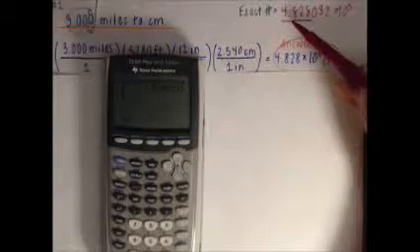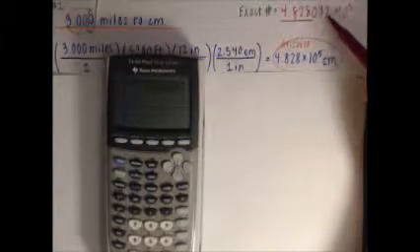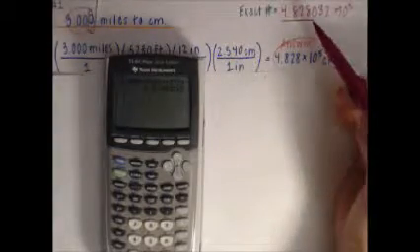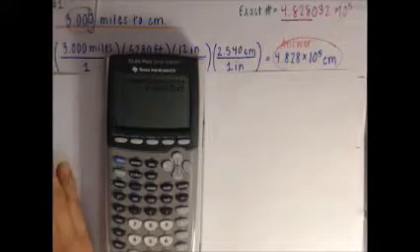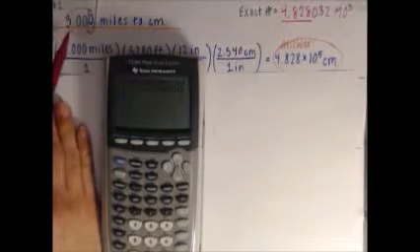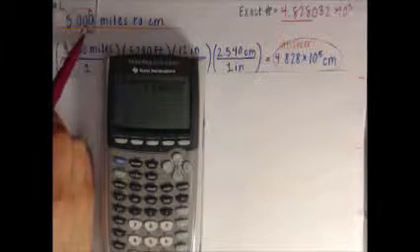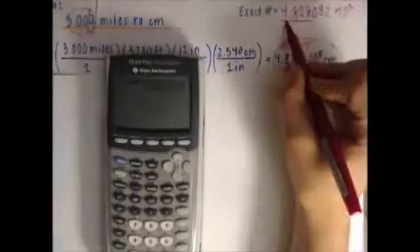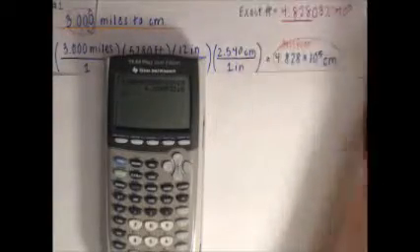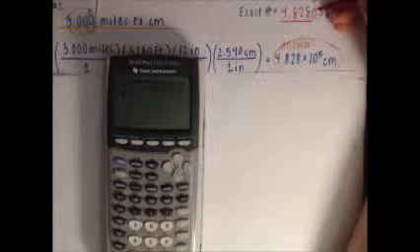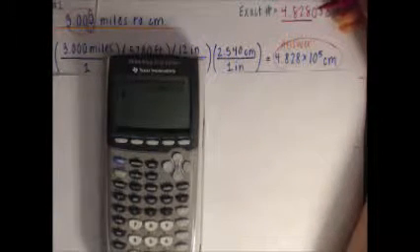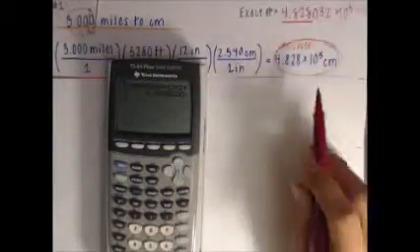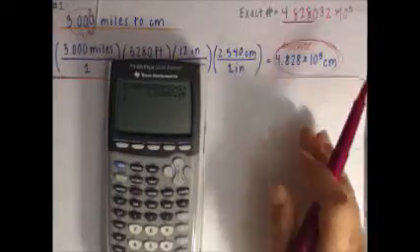The exact number is 5.828032 times 10 to the 5th. We have to compare the exact answer to our given in order to determine the number of significant digits. Our given has 4 significant digits, therefore our final answer must have 4 as well. So we count 1, 2, 3, 4. The number to the right of the final significant digit is less than 5, therefore we leave it as is, giving us the final answer of 4.828 times 10 to the 5th centimeters.